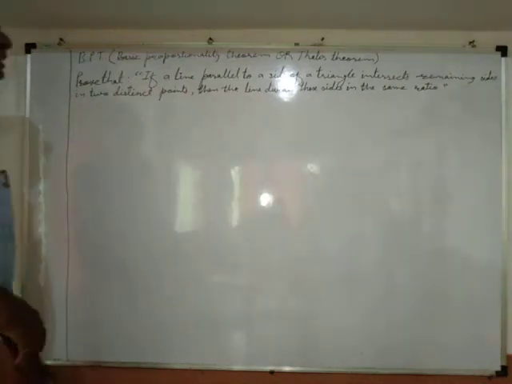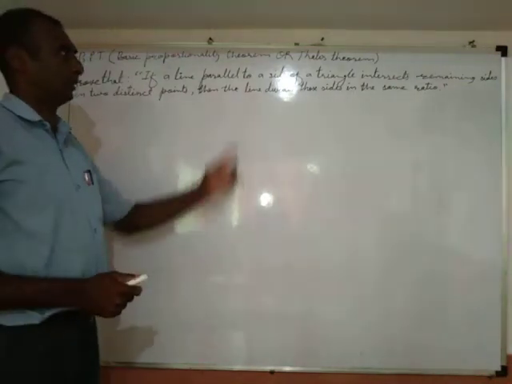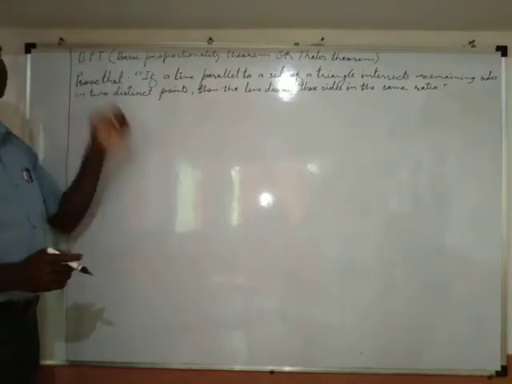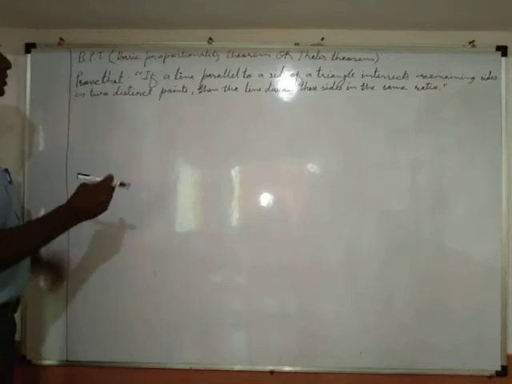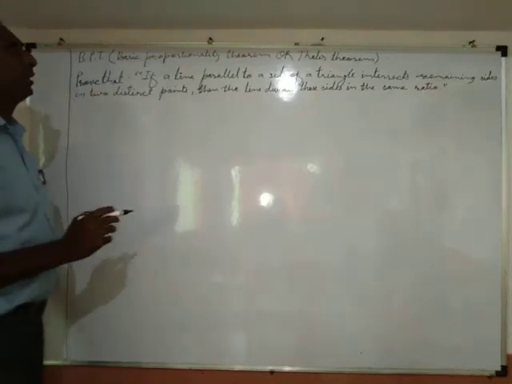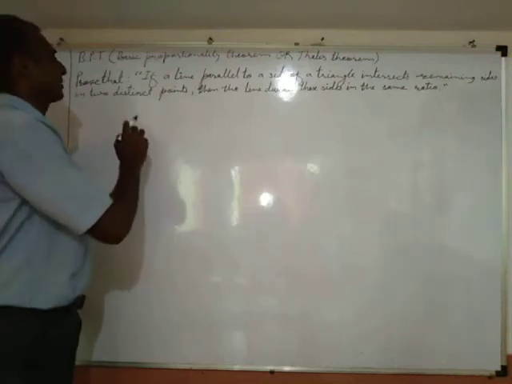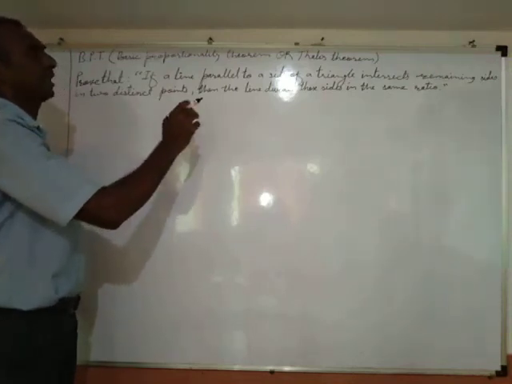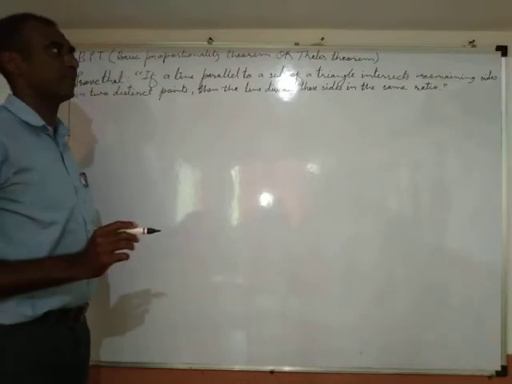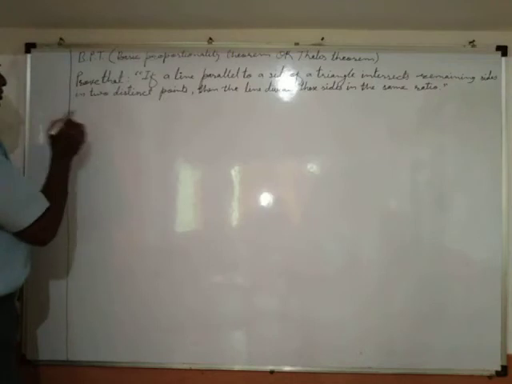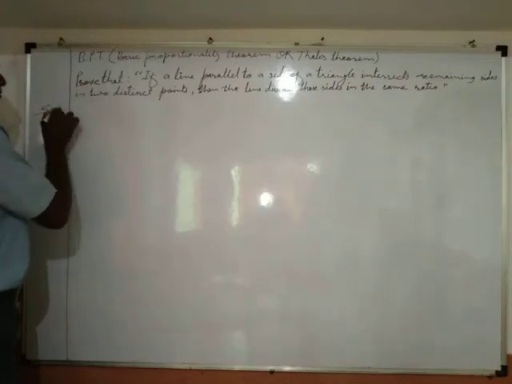Let's learn the basic proportionality theorem, which is also known as Thales' theorem, abbreviated as B.P.T. Prove that if a line parallel to a side of a triangle intersects the remaining sides in two distinct points, then the line divides those sides in the same ratio. Let's give the solution of this theorem.